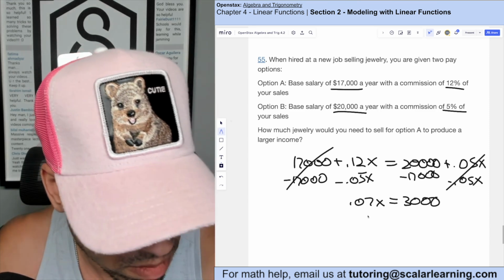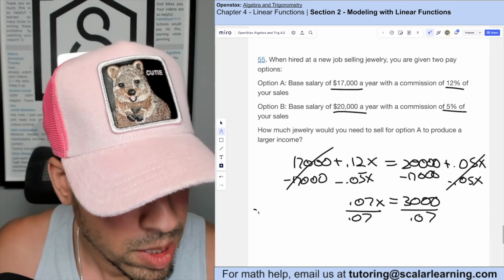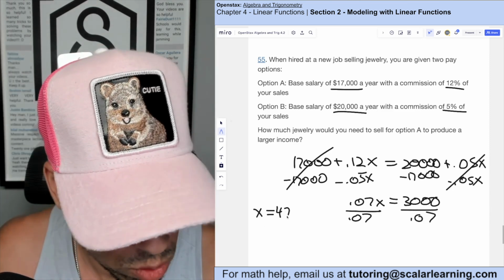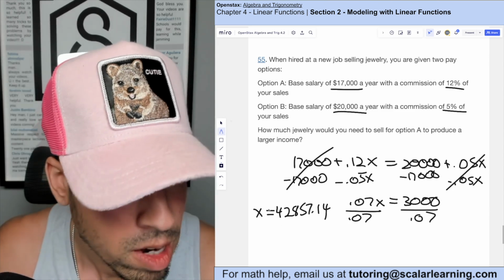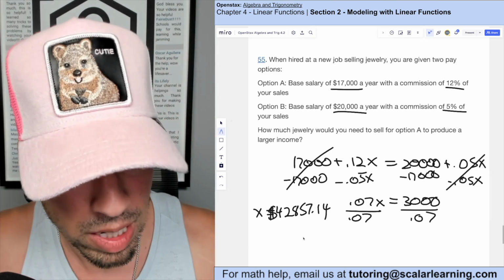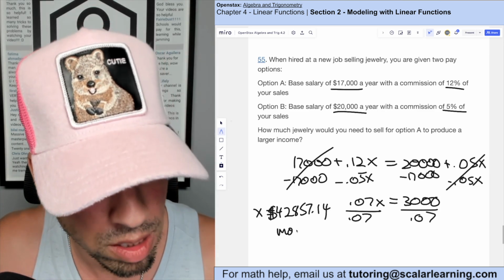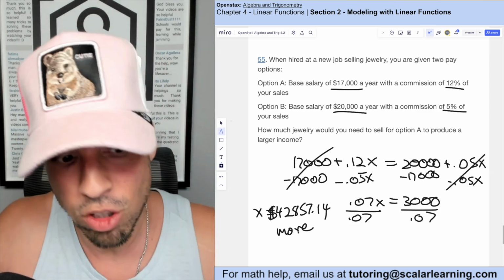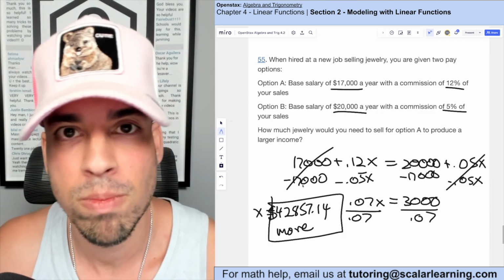And then we're going to divide both sides by 0.07. And that gives me approximately 42,857.14. So that's the dollar value of sales that you'd need for them to be equal. So for A to be better, we need to sell more than 42,857.14 dollars worth of jewelry. So there's your answer. Boom, done.